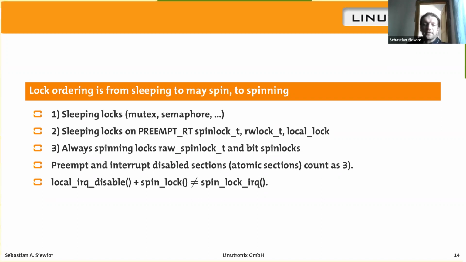But this change basically means that manually disabling interrupts is not the same as using spinlock_irq, because while the former still disables interrupts, spinlock acts differently. So this would work on a raw_spinlock_t, but spinlock_t is different here. So this lock ordering needs to be preserved.